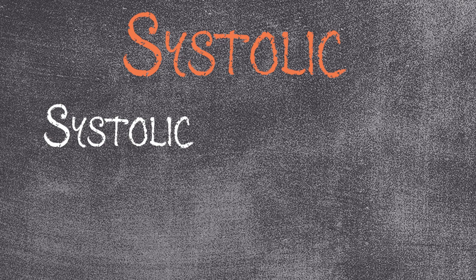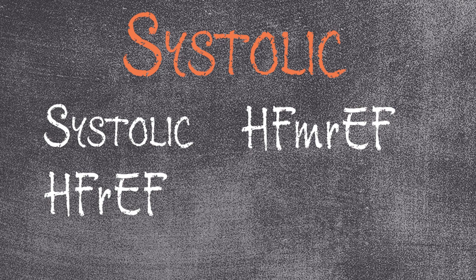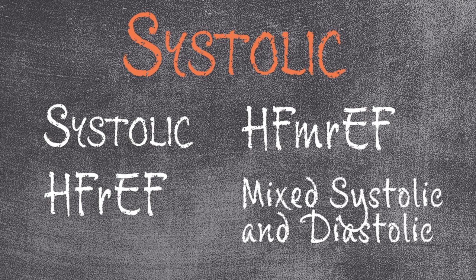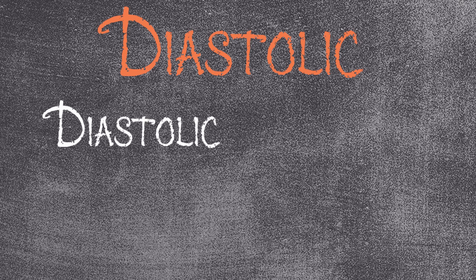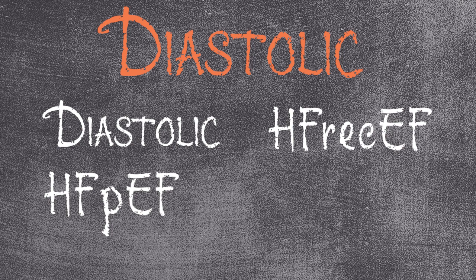So for systolic heart failure, acceptable terms are systolic, heart failure with reduced ejection fraction, heart failure with minimally reduced ejection fraction, or mixed systolic and diastolic. For diastolic heart failure, acceptable terms are diastolic, heart failure with preserved ejection fraction, or heart failure with recovered ejection fraction. One important thing to keep in mind is the coders will recognize in your documentation the initials HFpEF for preserved and HFrEF for reduced.